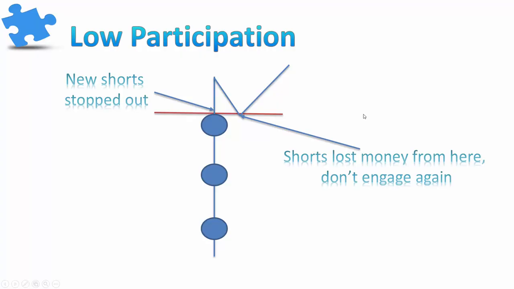Now, low participation areas can be just as rewarding as high participation areas. By low participation, I mean areas where nobody wants to engage. And I'm also talking about right here, right now. I'm not talking about low participation areas from last year, last week, or even yesterday. I'm talking about areas where suddenly nobody wants to engage. This is order flow, right?